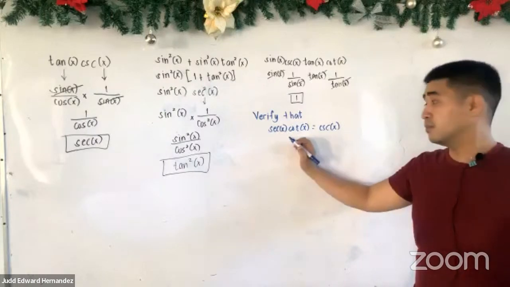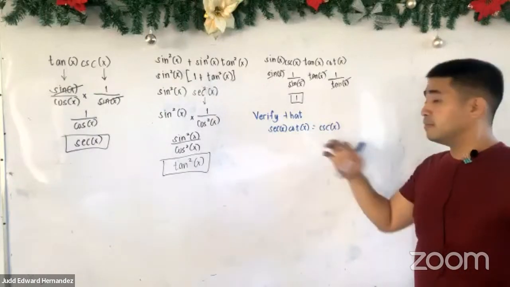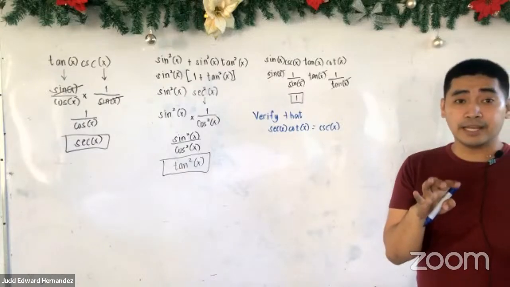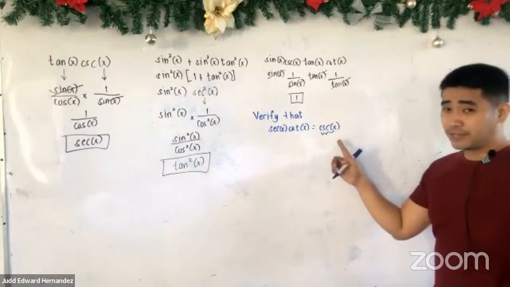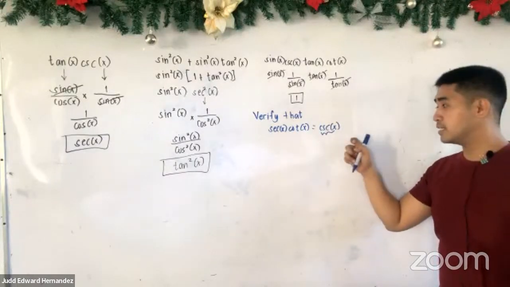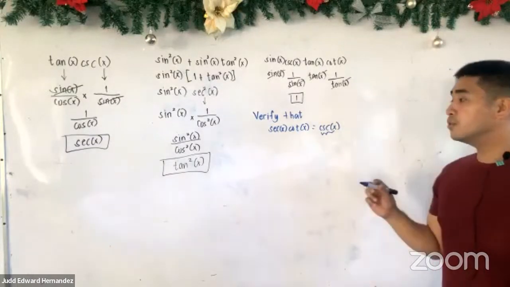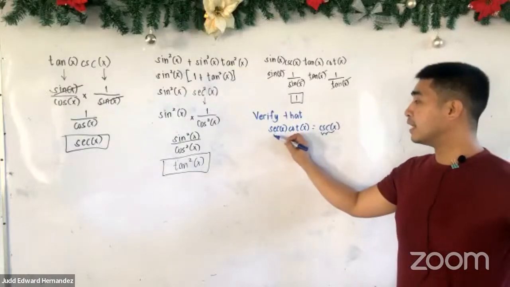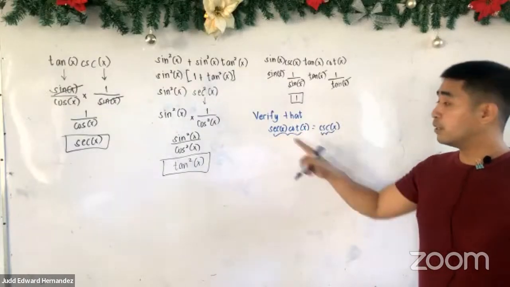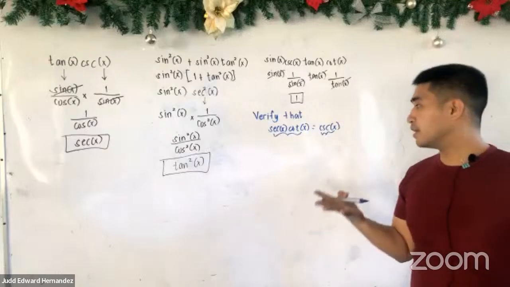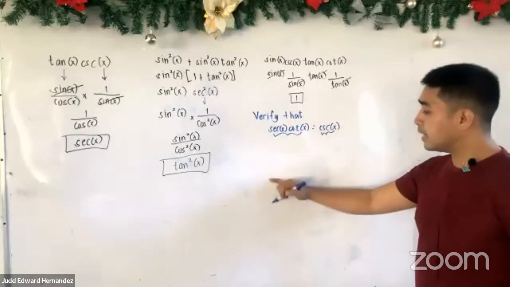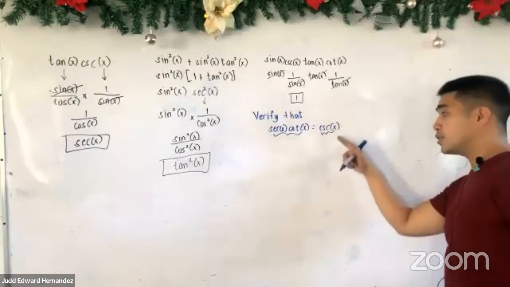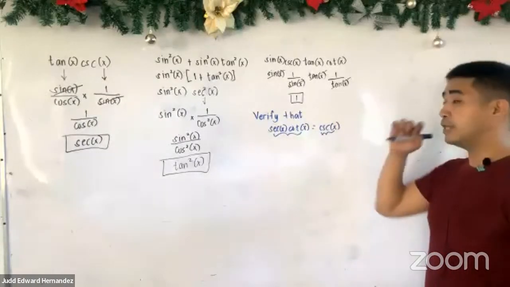For this one, mamili tayo ng side na gagalawin natin. Hindi naman na natin pwedeng i-expand pa tong cosecant of x kasi isang term na lang siya, isang single expression na lang siya. So for this one, ang mapipili talaga natin is yung left side. So ito po yung left side na meron tayo, secant of x, cotangent of x. So if we will be dealing with this one, kailangan daw mapalabas natin siya na equal siya sa cosecant of x. And how do we do that?